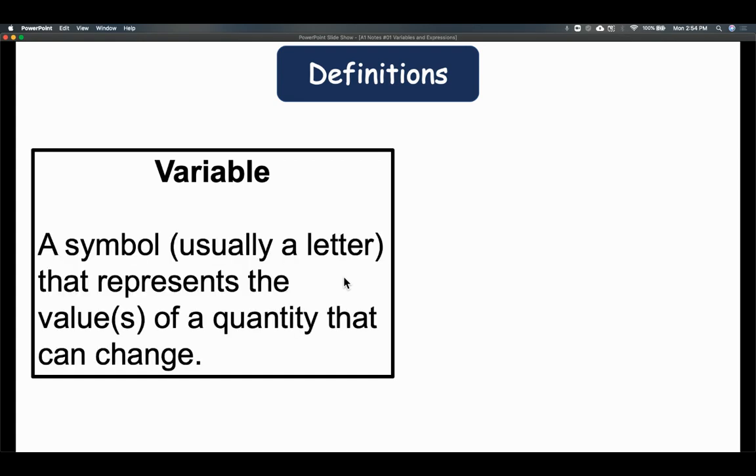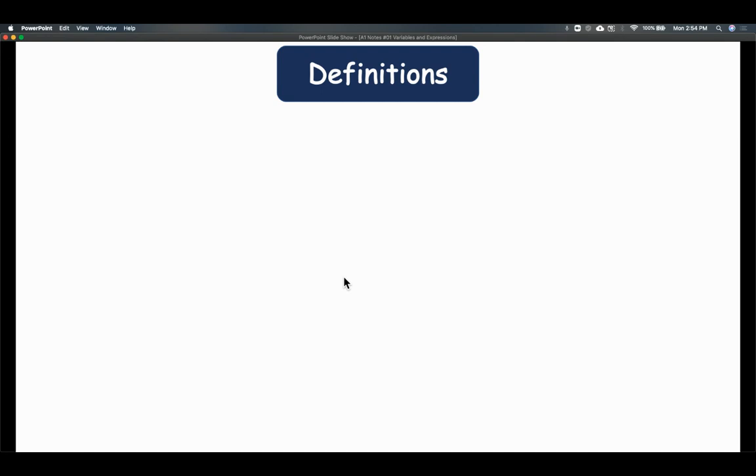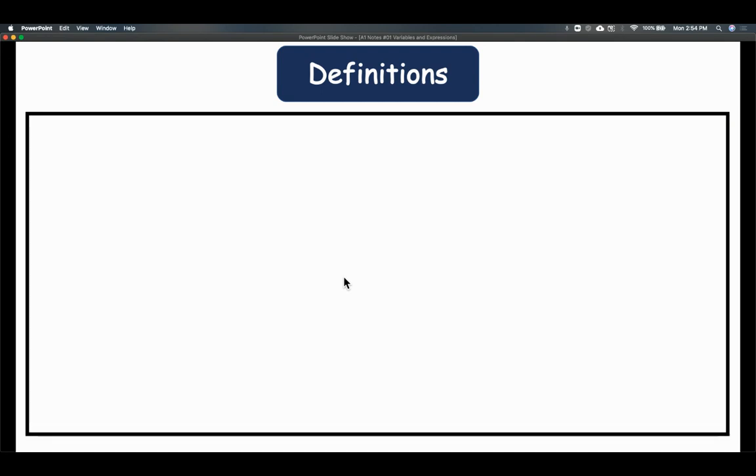So the actual textbook definition would be a symbol, usually a letter, that represents the values of a quantity that can change. Like I said, the quantity that would change in my example would be the amount of money in your pocket. Multiplying by 2 stays the same. So times 2, that's the quantity that stays the same. The variable is the amount that's in people's pockets. Since some people, like myself, don't have any money in their pocket right now, I would get $0, which would be very sad. The next part, that was a definition as far as expressions go.